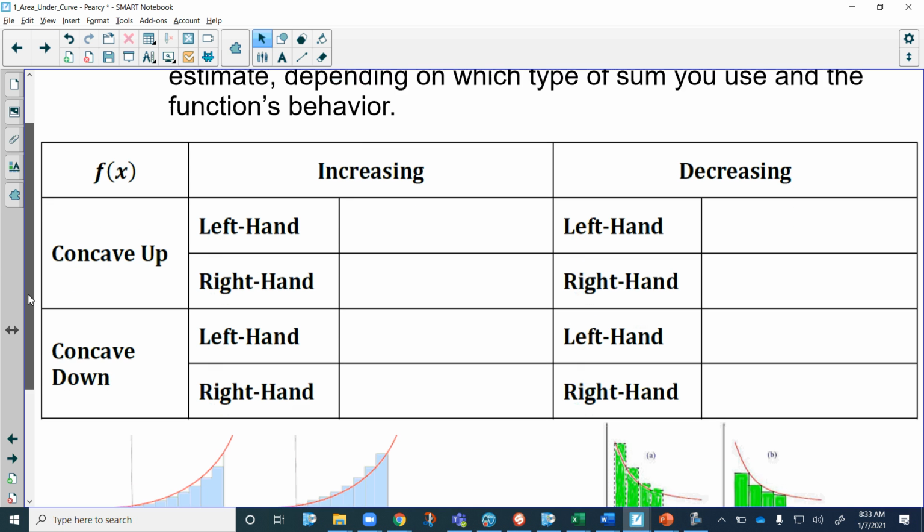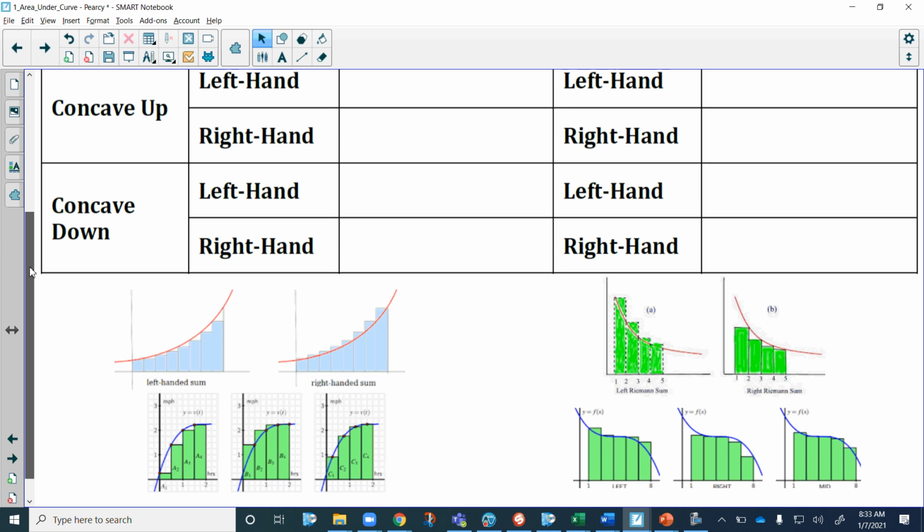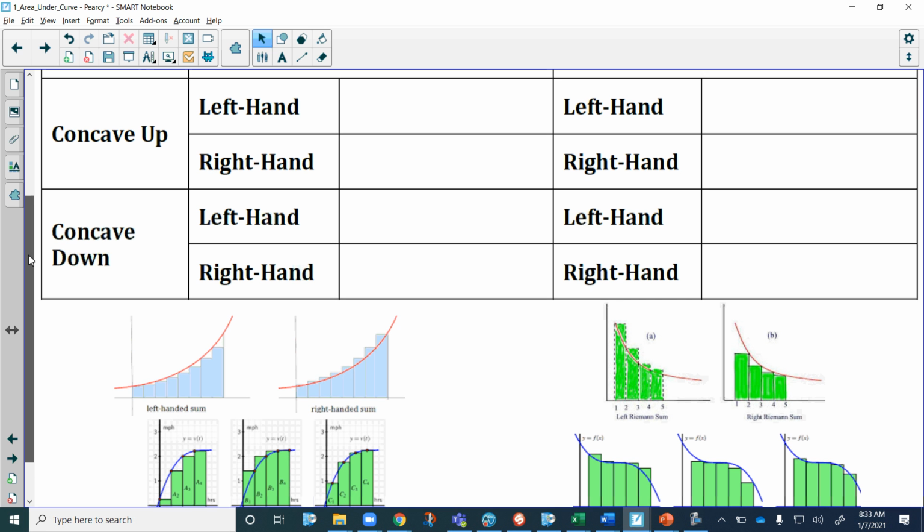Okay, so here I've added some images to help us understand what that's going to look like. On the left side of the screen, what you're seeing are concave up and concave down functions, but they're increasing, showing you when you're going to have under or over estimates. Same thing on the right hand side. They're concave up or concave down, but they're also decreasing functions, again, to show you an idea of when you're going to have either an overestimate or an underestimate.